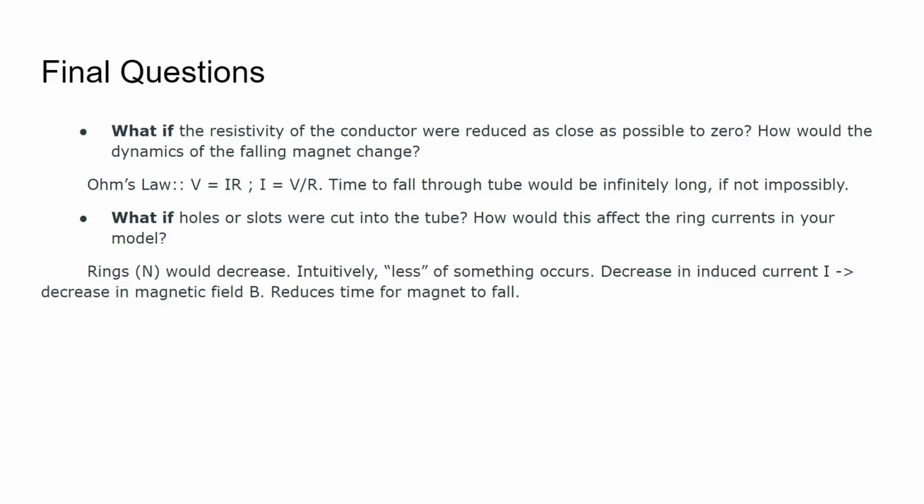What if holes or slots were cut into the tube? How would this affect your currents? Well, you could say intuitively that maybe the rings would decrease, or there might be less of something. There's going to be less distributed area for the formulae that you derived. So, although I can't say for certain, I would probably expect a decrease in induced currents, which would then cause a decrease in magnetic field, reducing the time for the magnet to fall.